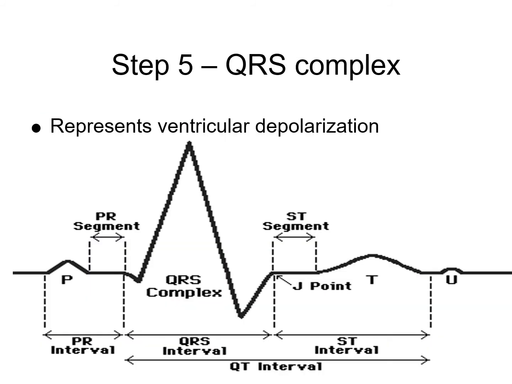Alright, now moving on to the QRS complex. Our QRS complex represents ventricular depolarization. It's normally less than 0.12 seconds. If you have a wide QRS or kind of a fat QRS, which is greater than 0.12 seconds, it could be indicating an electrical imbalance. It could also be just a PVC or a bundle branch block.